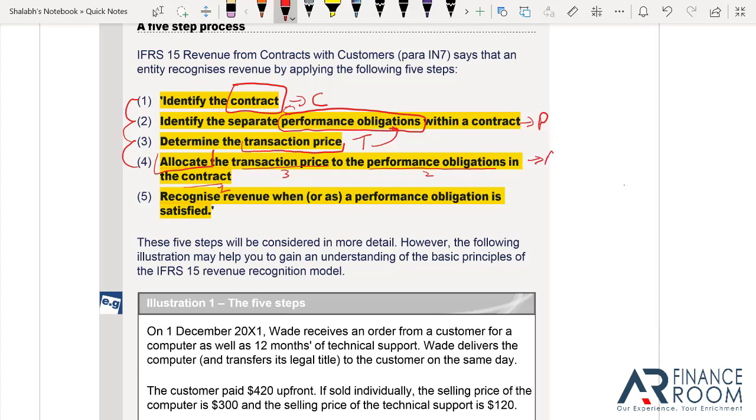You need to divide the transaction price between a car and a service agreement. And then recognize the revenue. So the code becomes CPPAR.